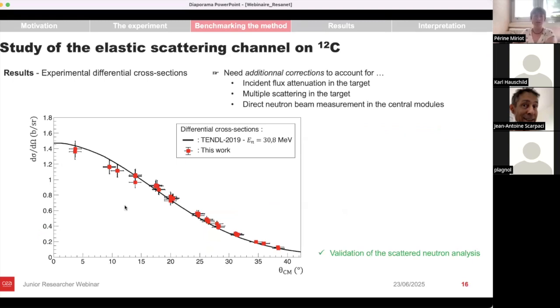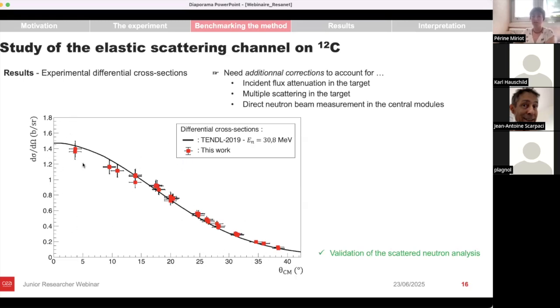So I show here the result, the differential cross-section, as a function of the scattered neutron angle. The experimental points are the red squares. Each value corresponds to one MONSTER module placed at a given angle. And the experimental points are compared with the curve from the TENDL evaluated library. So just a small comment on this analysis.